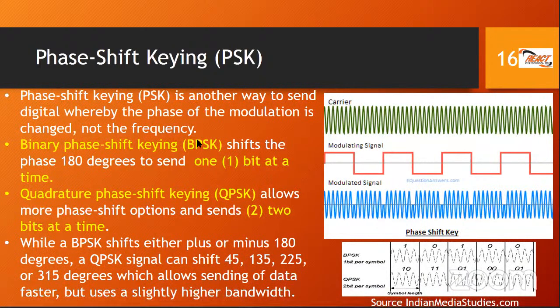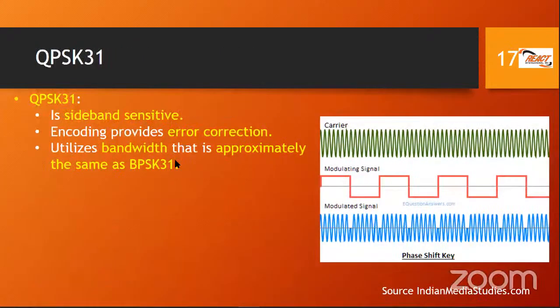So just like you have a BPSK and QPSK generic, there is QPSK31 and there's also BPSK31. And we just need to know for the exam that both of them, BPSK31 and QPSK31, utilize approximately the same amount of bandwidth. So this is just something we need to learn for the exam when it comes to this question.